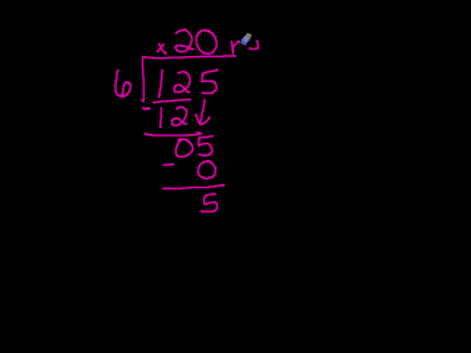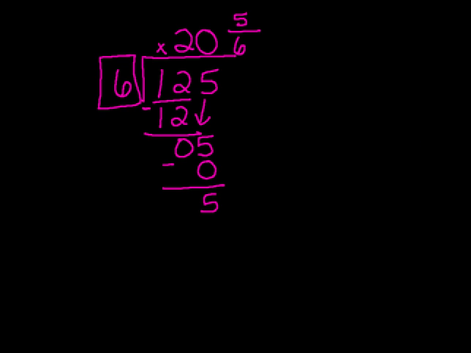Instead of a remainder of 5, we're going to write this as a fraction. 5 is going to be our numerator, or our top number, and then our denominator, or our bottom number, is right here. So 6 goes into 125 twenty times with 5/6 left over.